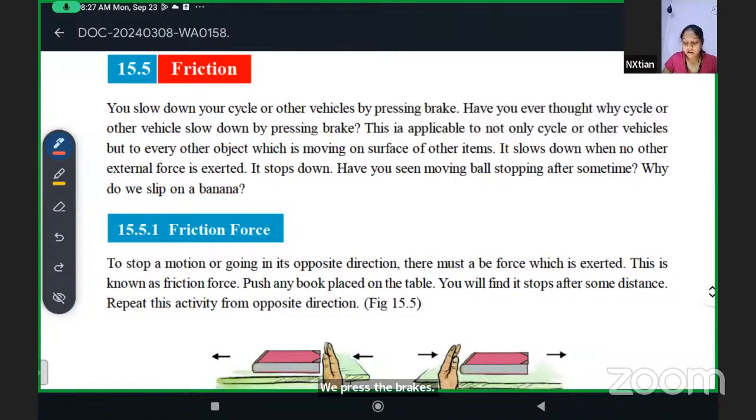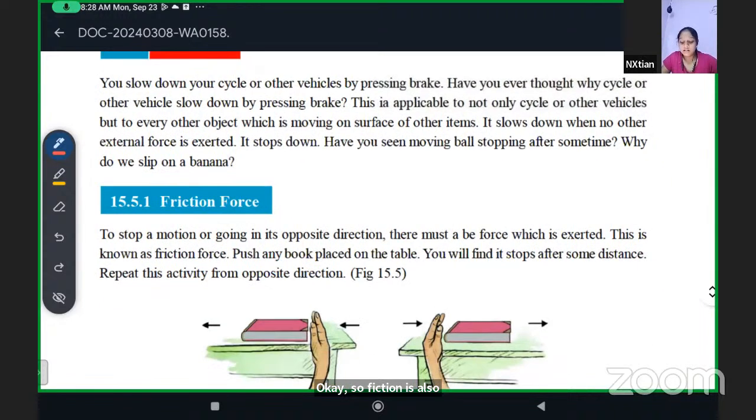Now, what is happening when we are pressing the brakes? It is stopping the moving vehicle, the moving cycle. It slows down when no other external force is exerted. Like to slow down a cycle when we press the brake, there is not an external force being exerted, but it is the brakes that we press. So friction is also working here too.